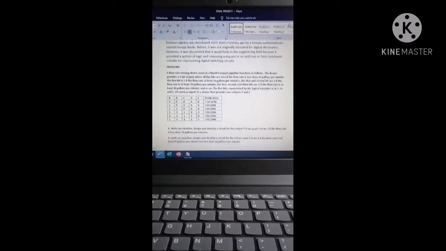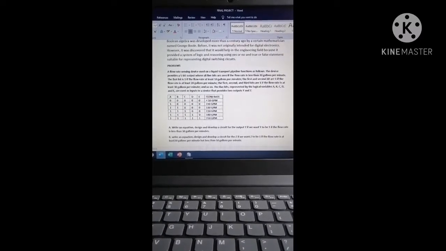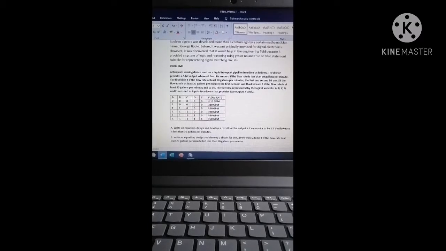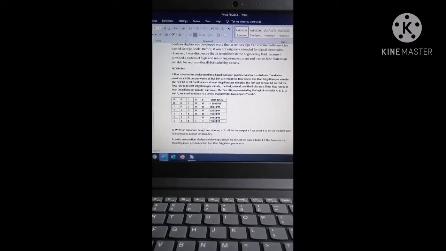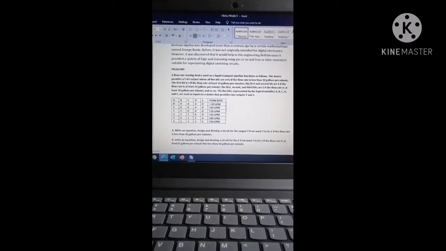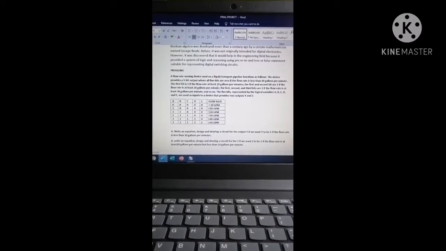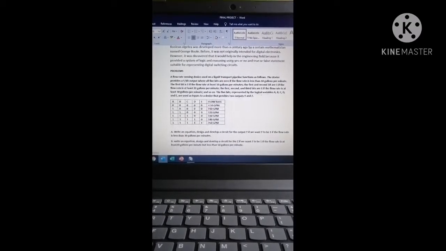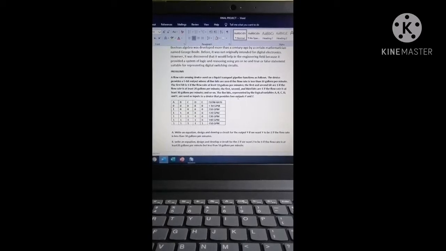Problem: A flow rate sensing device used on a liquid transfer pipeline functions as follows. The device provides a 5-bit output where all 5 bits are zeros if the flow rate is less than 10 gallons per minute. If the flow rate is at least 10 gallons per minute, the first bit is 1. If the flow rate is at least 20 gallons per minute, the first and second bits are 1. If the flow rate is at least 30 gallons per minute, the first, second, and third bits are 1, and so on. The 5 bits are represented by the logical variables A, B, C, D, and E, and are used as inputs to a device that provides two outputs, Y and Z.